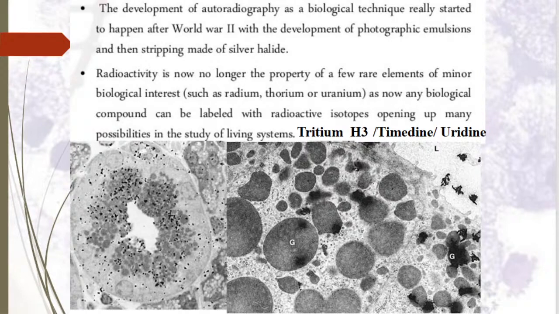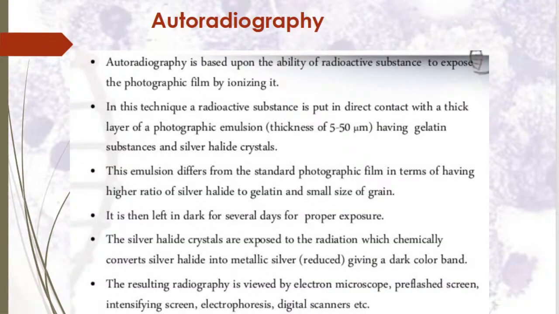As a result, we see the tracks. These are black spots at different magnifications. This is the area where thymidine accumulates. By the way, this is a granule. So this may be uridine accumulation. And it shows the level of biosynthesis of protein. Autoradiography is based upon the ability of radioactive substances to expose photographic film by ionizing it.